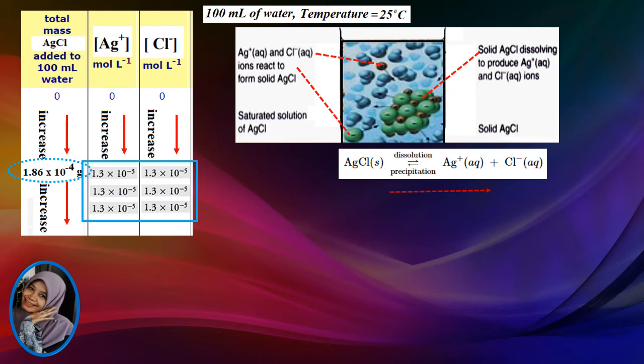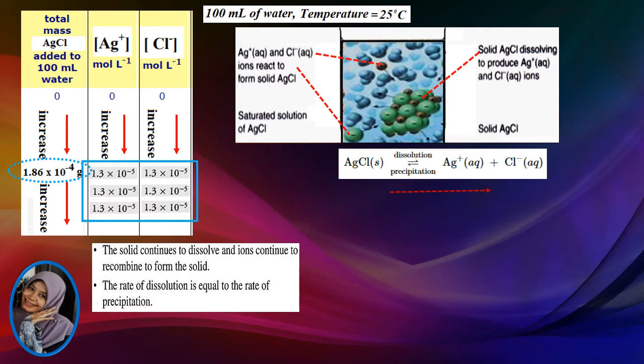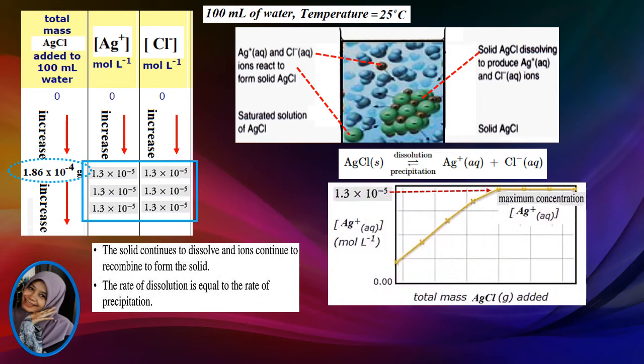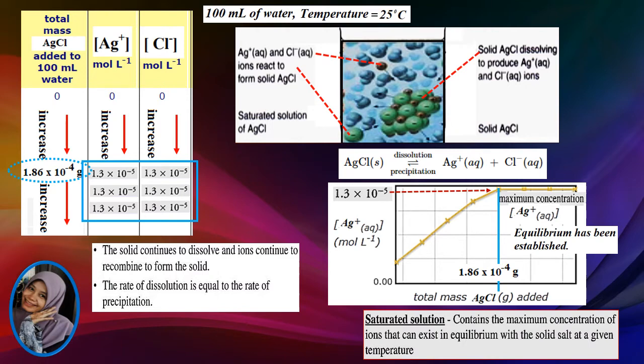Equilibrium has been established, meaning that the solid continues to dissociate and ions continue to recombine to form the solid. The rate of dissociation is equal to the rate of precipitation. At this concentration of silver ions and chloride ions, the solution is saturated. Adding more silver chloride results in the precipitation of solid silver chloride.